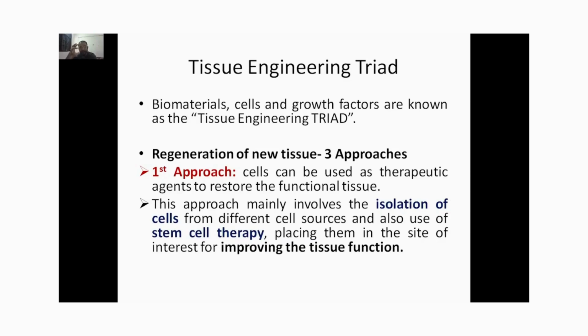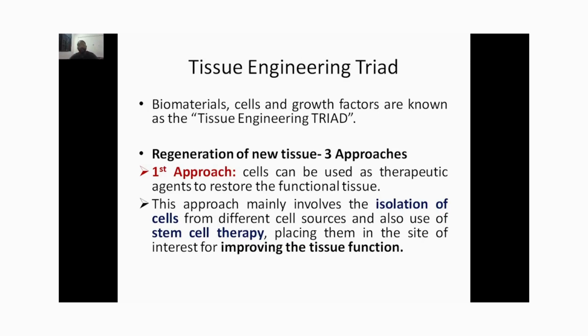Okay, so let's start the topic. I hope you understood the introduction. So biomaterials, cells and growth factors, these three things are known as the tissue engineering TRIAD. In a sense, we have three important materials that should be there in order to go for tissue engineering, any techniques or principles. So the three things are biomaterials, cells and growth factors.